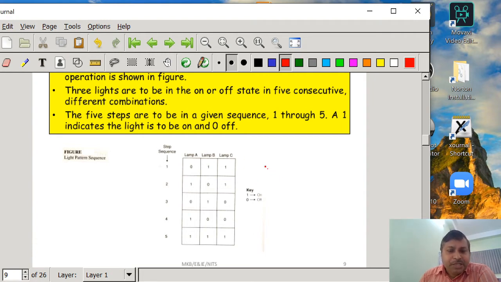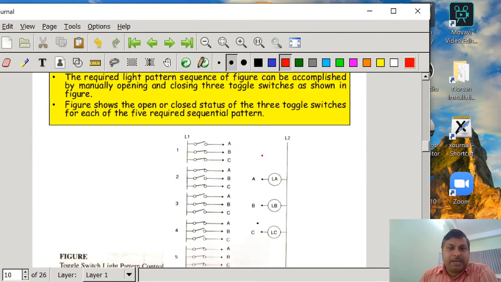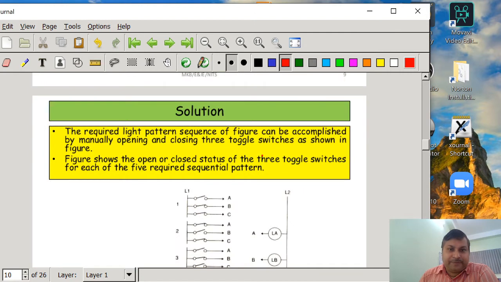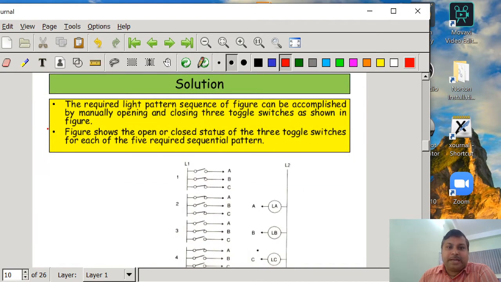Okay. Now suppose we want to develop the PLC programming using contacts and coils. Let us first try to understand it with physical switches. The solution is that the required light pattern sequence of the figure can be accomplished by manually opening and closing the 3 toggle switches as shown in the figure.